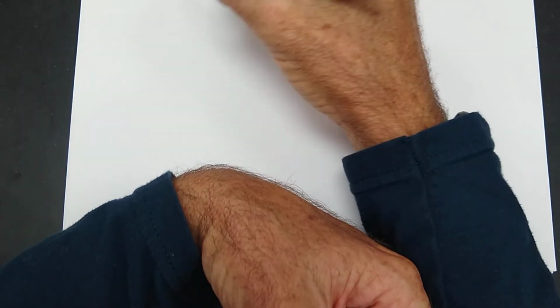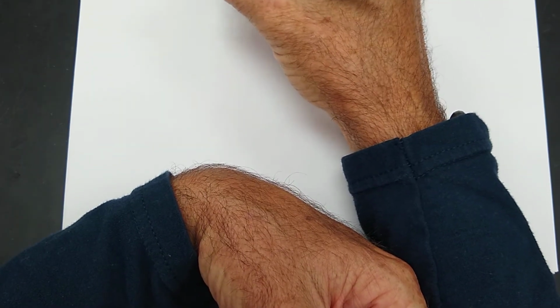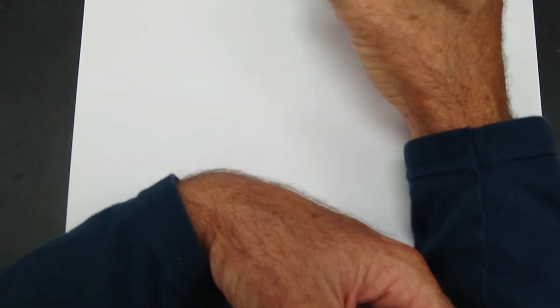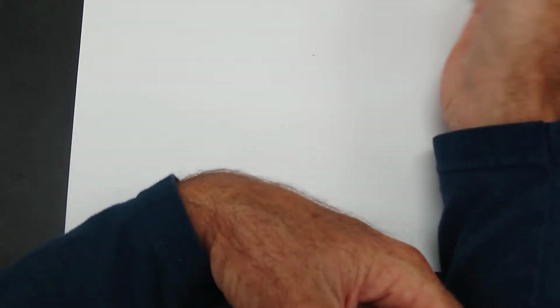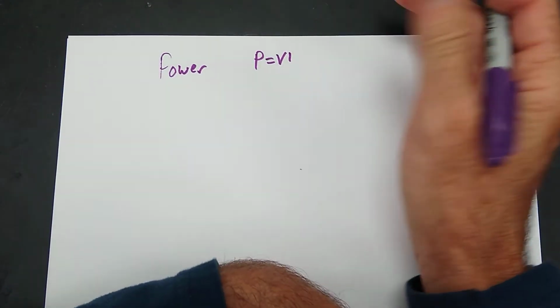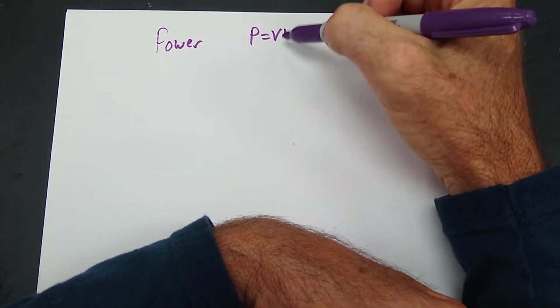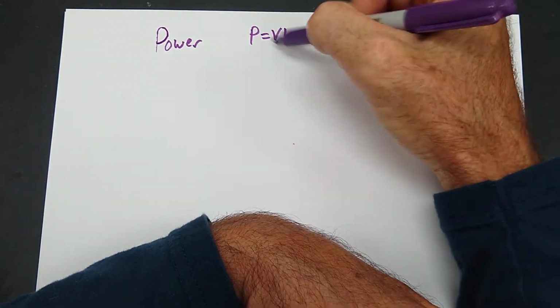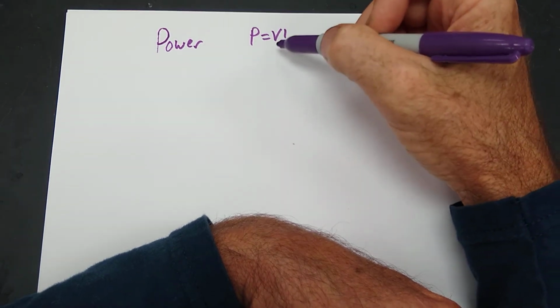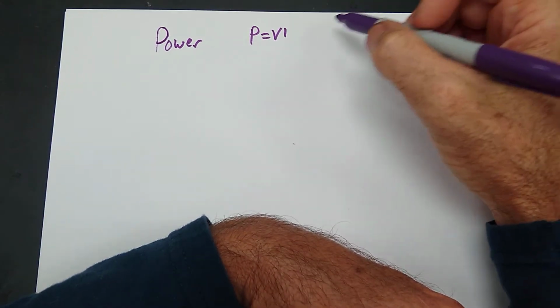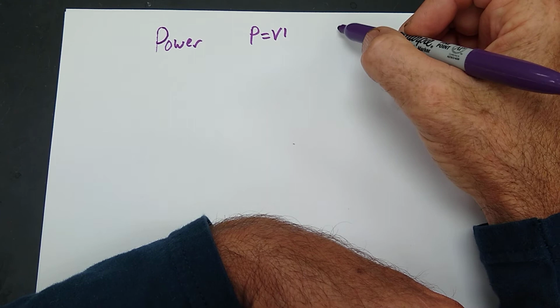Okay, we've talked about power use, and we know that the formula for power is P is equal to VI. That's the simplest formula for power, and we know you can derive two other formulas from here, which are easy enough.